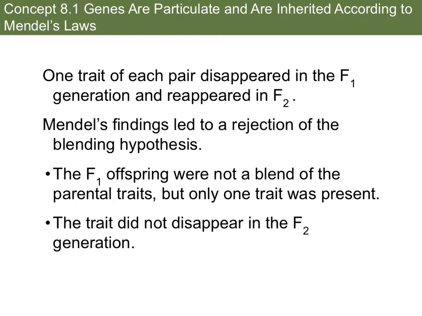One trait of each pair disappeared in the F1 generation and then reappeared in the F2. Mendel's finding led to a rejection of the common hypothesis of the time, which was called the blending hypothesis. The F1 offspring were not a blend of the parental traits, but only one trait was present. The trait did not disappear in the F2 generation, it showed up again.